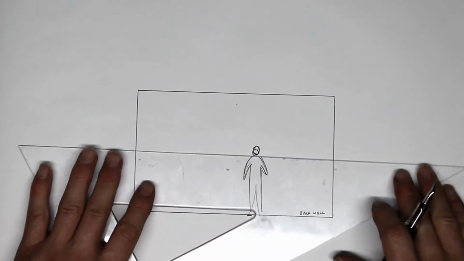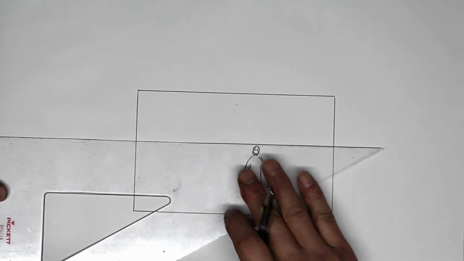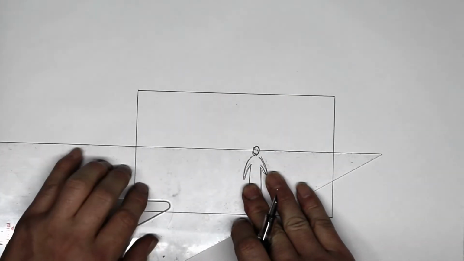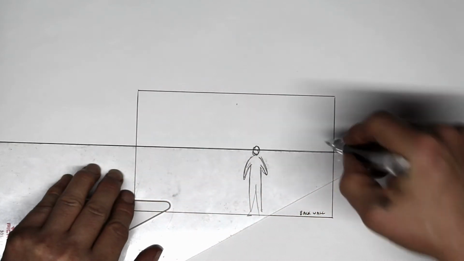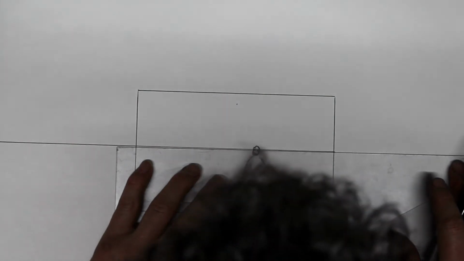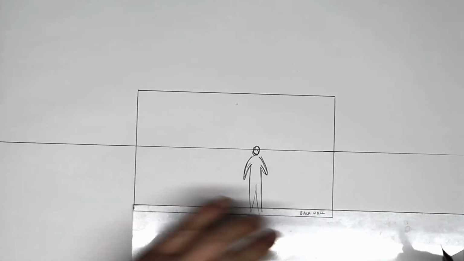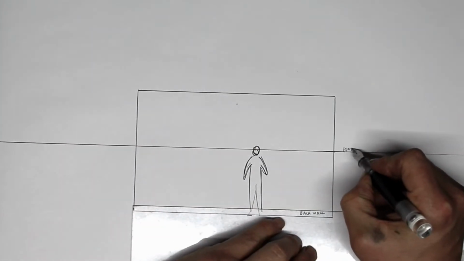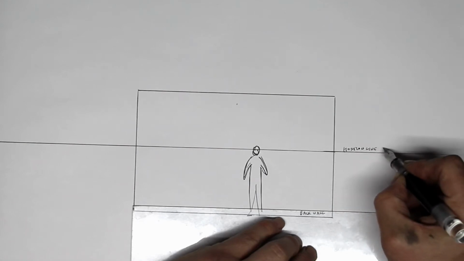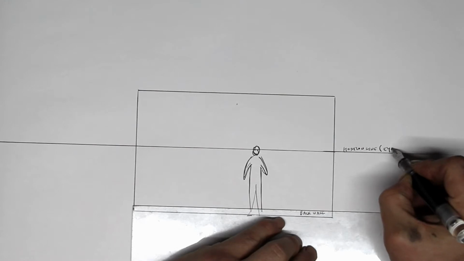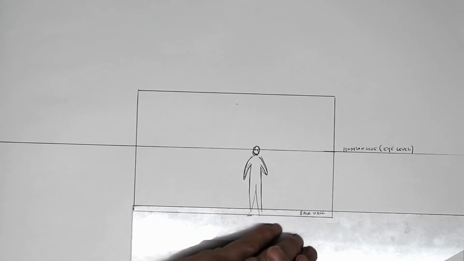So the next step is to indicate your horizon line by drawing a horizontal line in the middle of your rectangle. Draw your horizon line all the way from one side of the page to the other side of the page. Like this. And then label it horizon line, and also label it eye level. Horizon line and the level of your eyes are exactly the same.